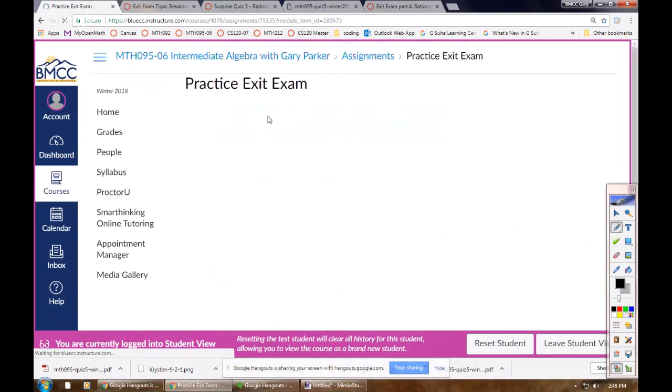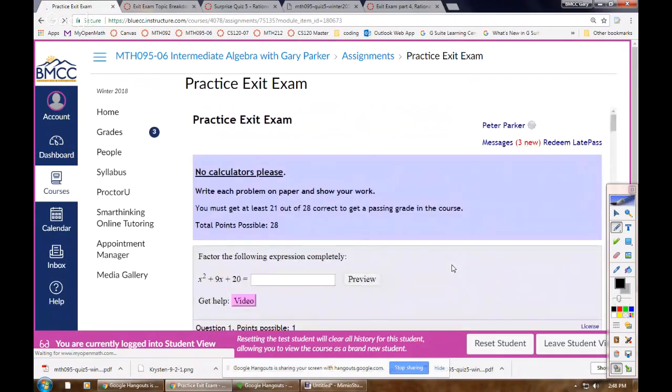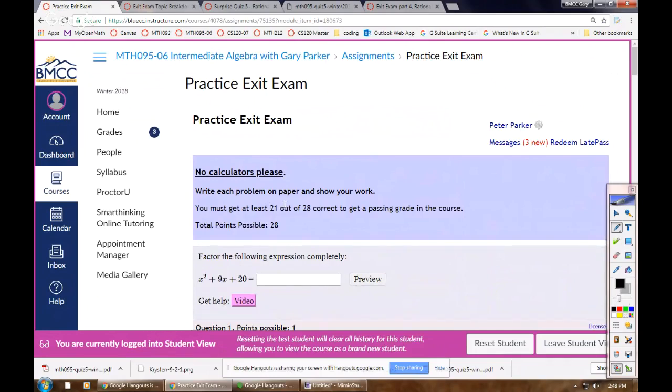On the practice exit exam, you got to get 21 out of 28 correct or better. Okay? Keep taking the practice exit exam until you can get every single problem right, so that when you take the real exit exam, you're going to at least get 21 out of 28 on your first try on the real one. The real one is just like the practice one, different set of numbers. So the more you take the practice exit exam, the more you'll be prepared for the first half of your final. The exit exam is pass-fail.